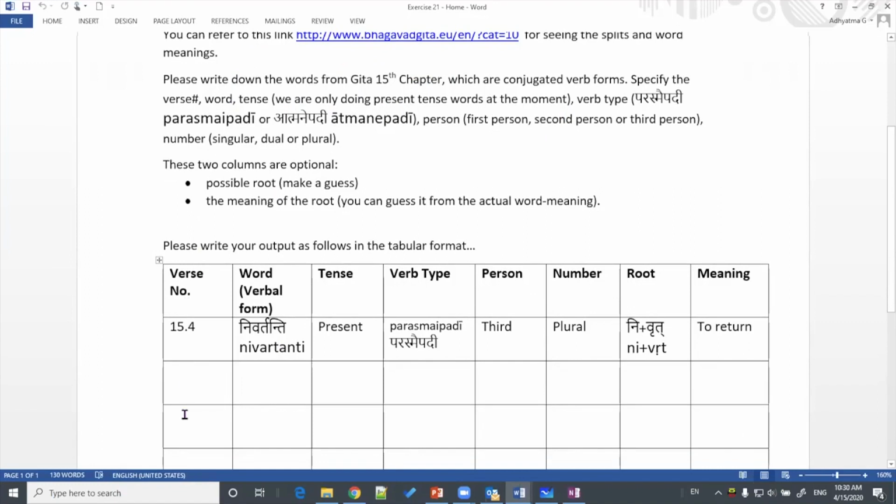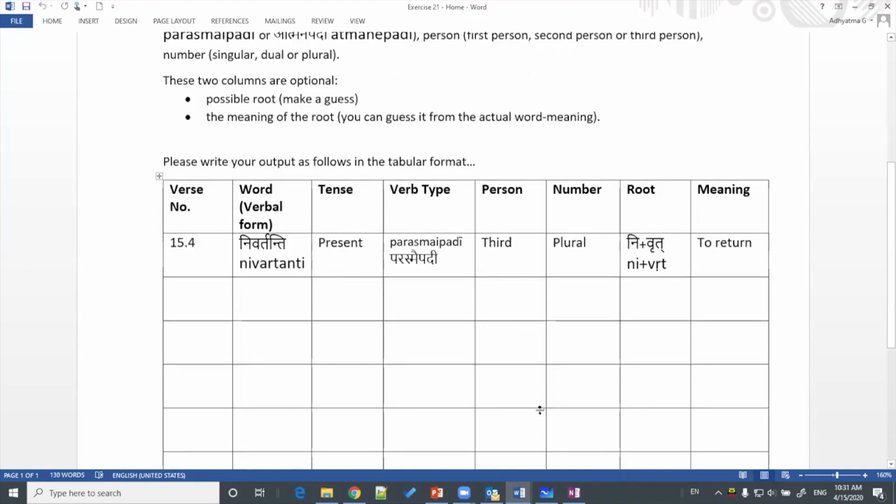So you will prepare this table. I have given you one verb, for example. So serial number, word or verbal form, nivartanti. What is the tense, which is going to be present, because that's what we have studied so far. Verb type, whether it's parasmaipadi or atmanepadi. Even if the verb is ubhayapadi, at any given verb form, it would have taken either a parasmaipadi or atmanepadi ending.